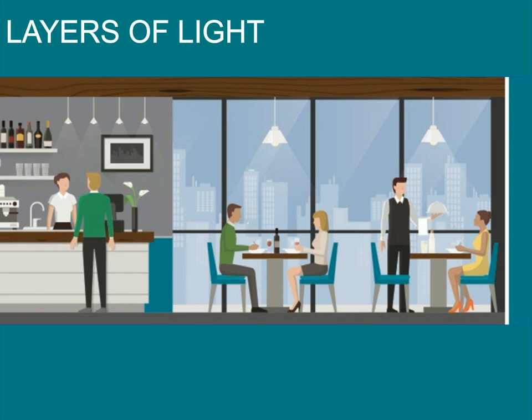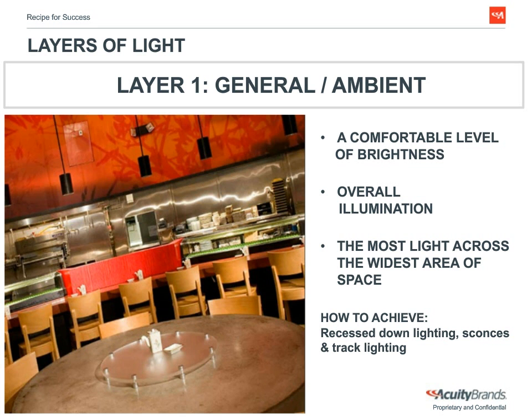The first layer of light, general, also known as ambient light, is the most basic layer of light. Although this layer of light can be used to create mood via color changing, etc., this layer is also critical for driving safe circulation of the space.